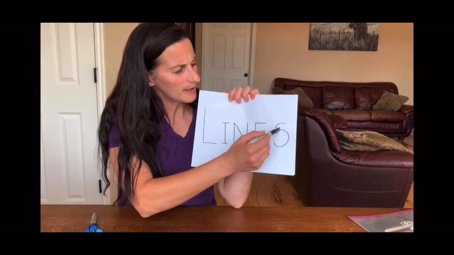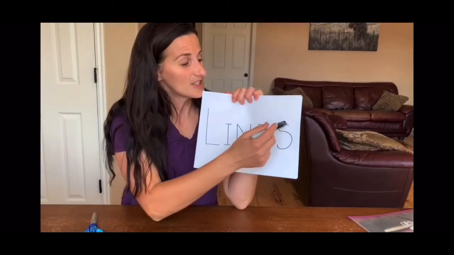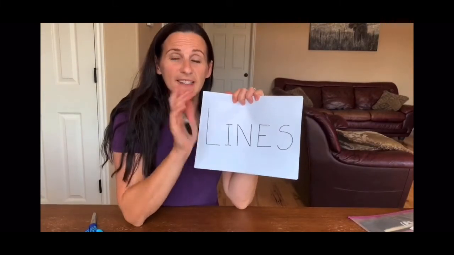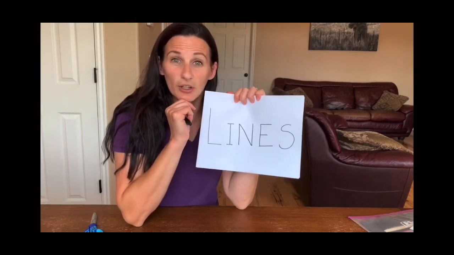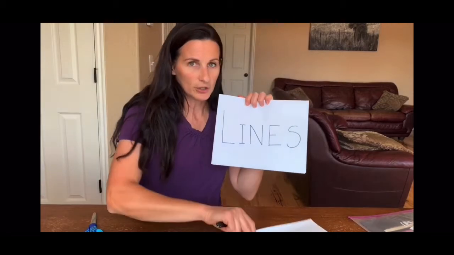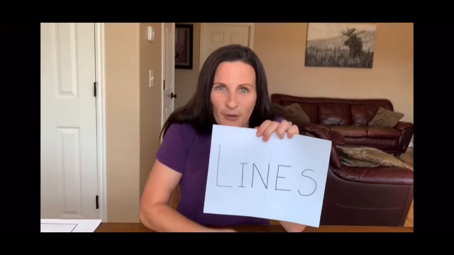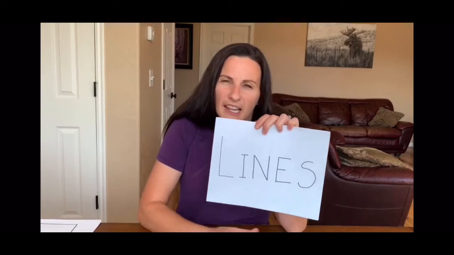But this one, this letter S, is a bit different. It's a curved line. It's made up of curved lines. And today we're not going to really focus much on curved lines. We're going to focus more on the straight lines. The vertical, the horizontal, and the diagonal lines. It's kind of nifty how if you put them together, they can create letters.